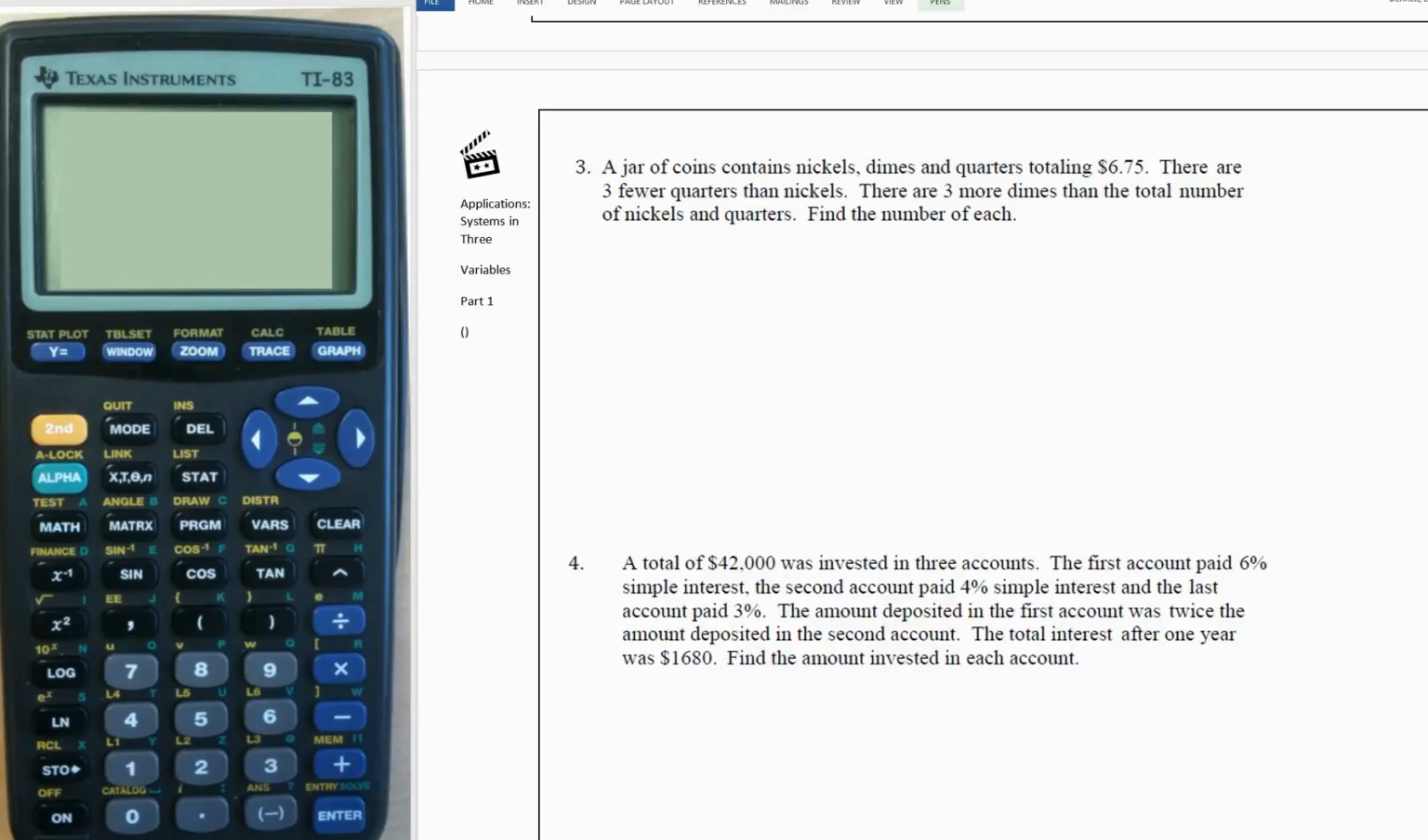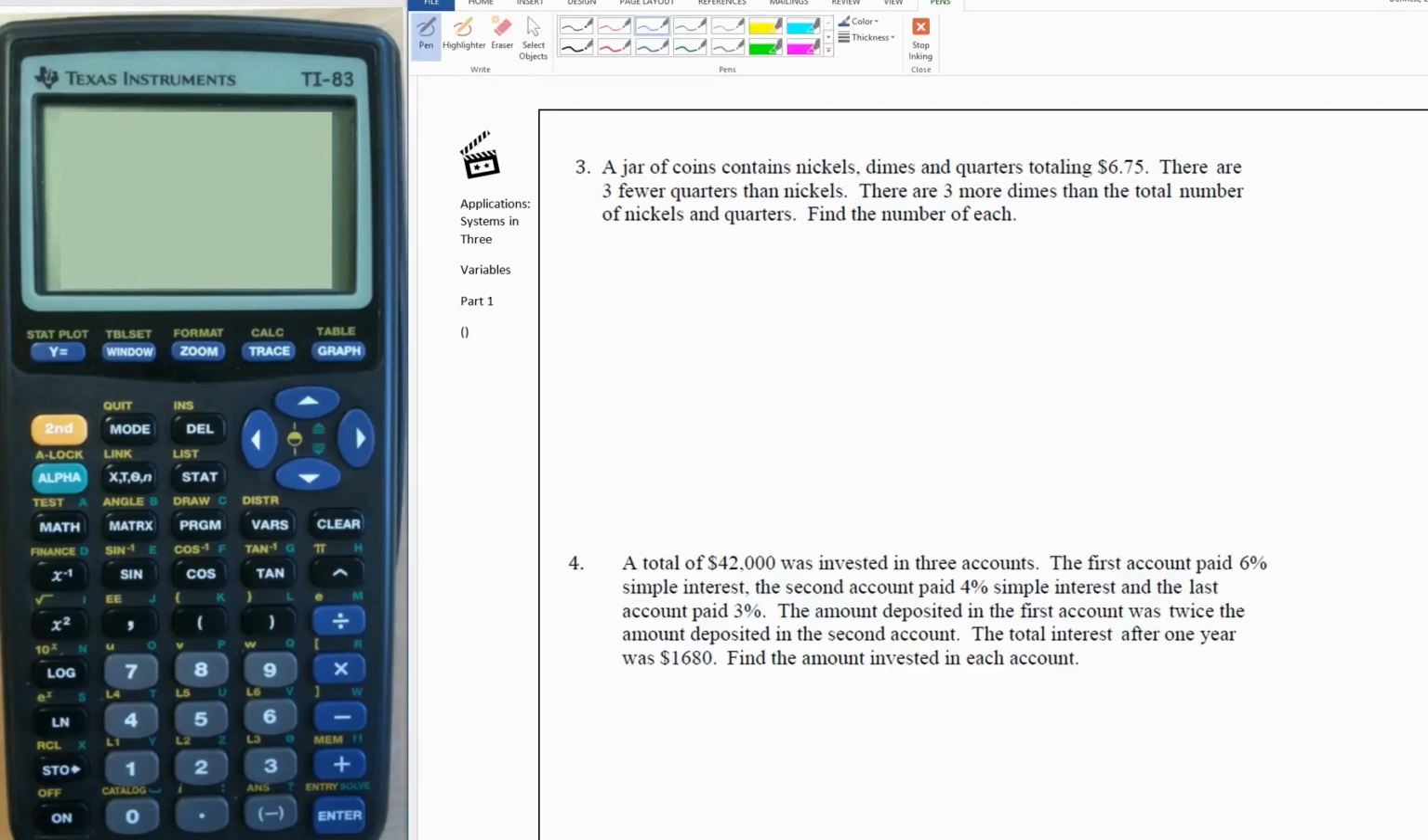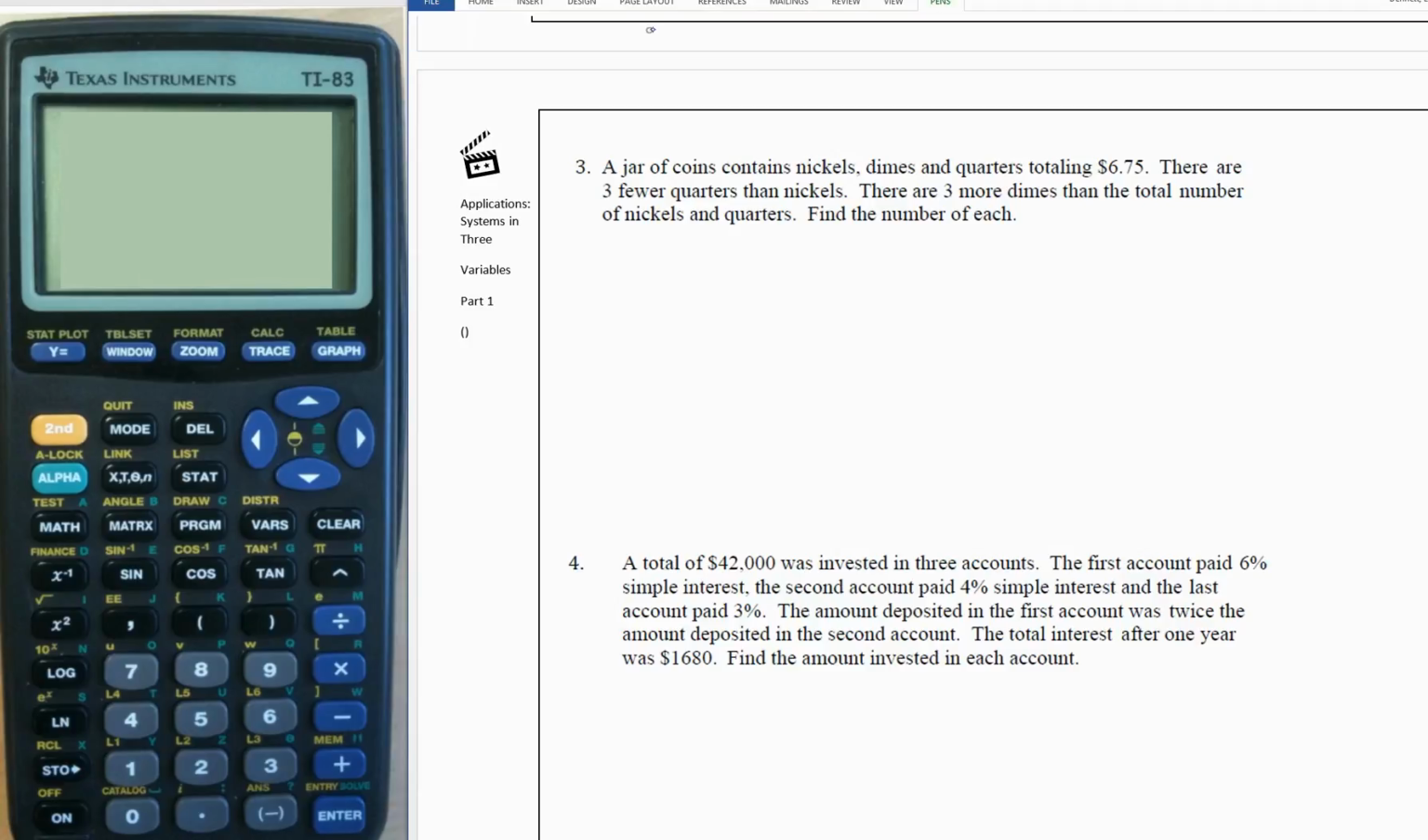It says a jar of coins contains nickels, dimes, and quarters totaling $6.75. There are 3 fewer quarters than nickels. There are 3 more dimes than the total number of nickels and quarters. Find the number of each. Okay, so first let's define our variables. So let's let N be nickels, D be dimes, and Q be quarters.